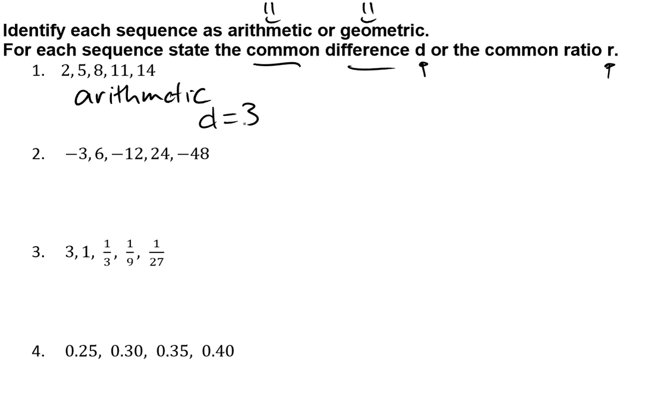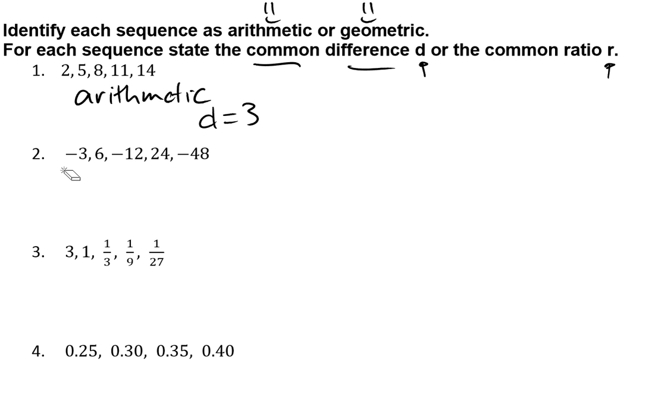Next sequence. We've got some negative numbers here. As I look at these numbers, they definitely have bigger gaps between them. These are only 3 apart. These are 6 apart, those are 12 apart, and those are 24 apart. So I can tell just based on the gaps, this is not arithmetic. It's got to be geometric then.